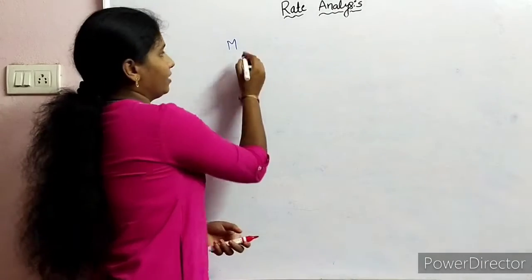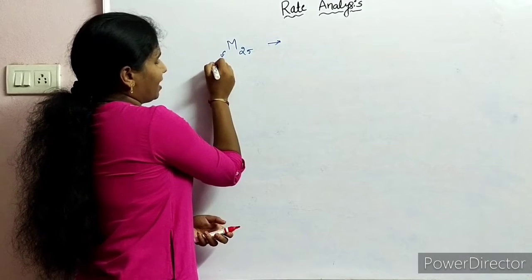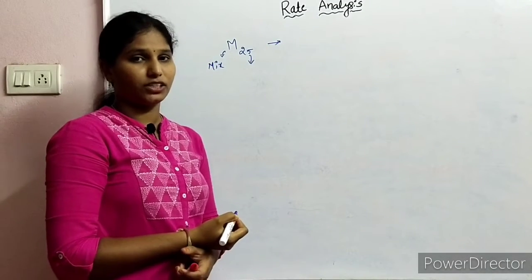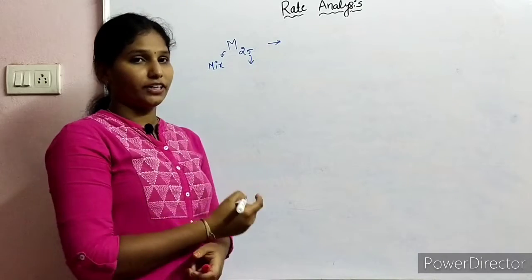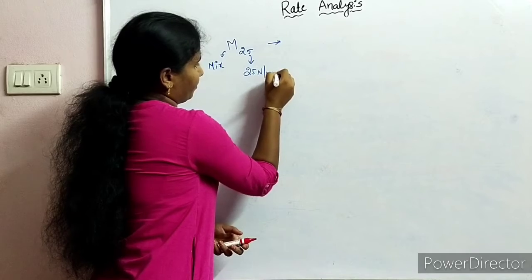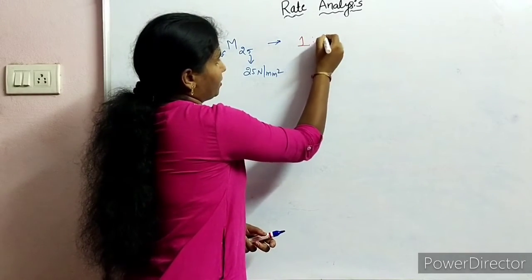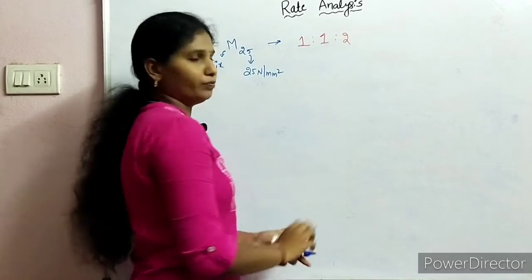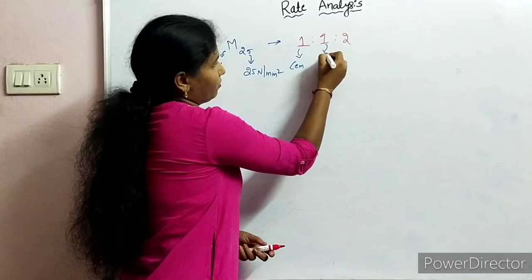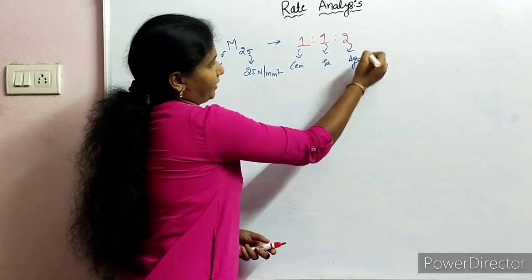Here we will take the M25 grade of concrete. Here M is the mix and 25 is the characteristic compressive strength of the concrete at 28 days, 25 Newton per mm square. The proportion of the M25 grade is 1:1:2. Here 1 is the cement, this 1 is the sand and this 2 is the aggregate.